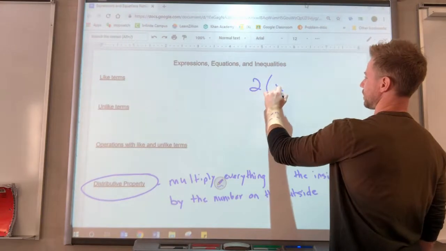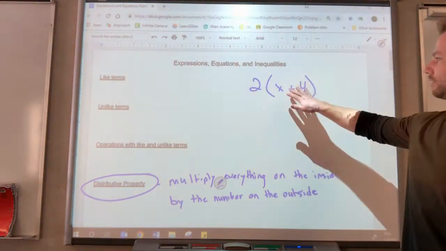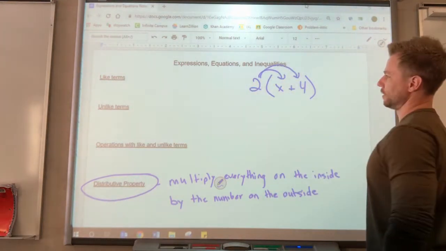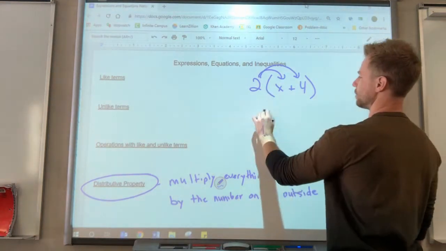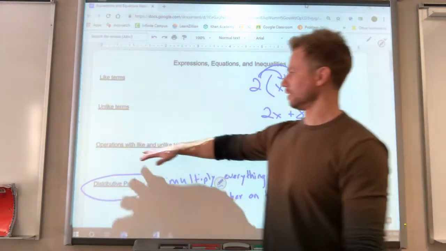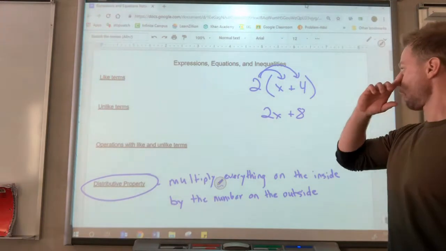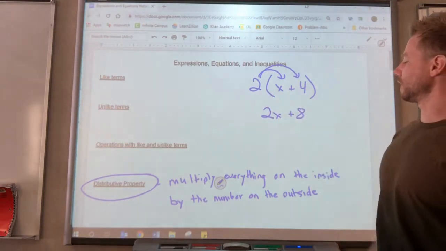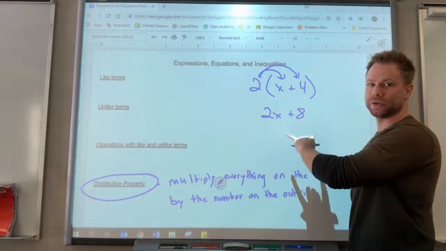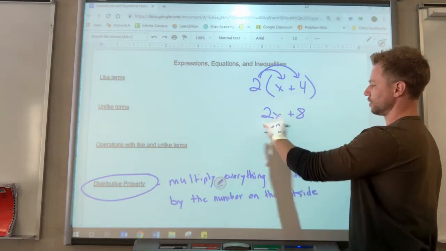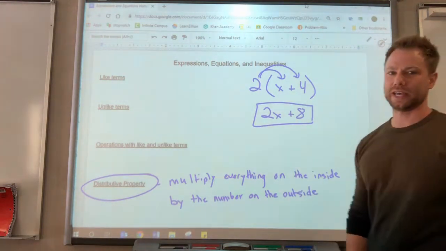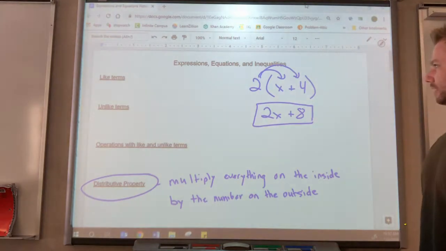If we have 2 times x plus 4, we're going to take everything on the inside times what's on the outside. So I always like to draw these arrows like this, so I know exactly what I need to multiply together. So 2 times x is 2x, 2 times 4 is 8. Okay, I used the operation of multiplying, so they did not have to be like terms. But now I'm to addition. Now, if I want to add them, they do have to be like terms. These are not like terms because 2x has an x and 8 doesn't. So we just leave it as 2x plus 8. That's all the farther we can go in simplifying that.